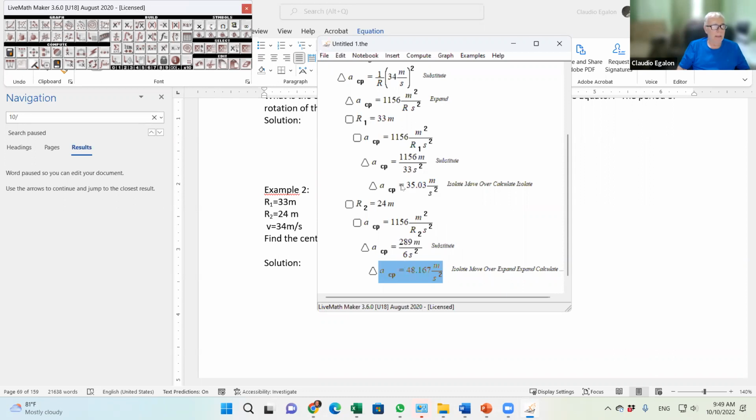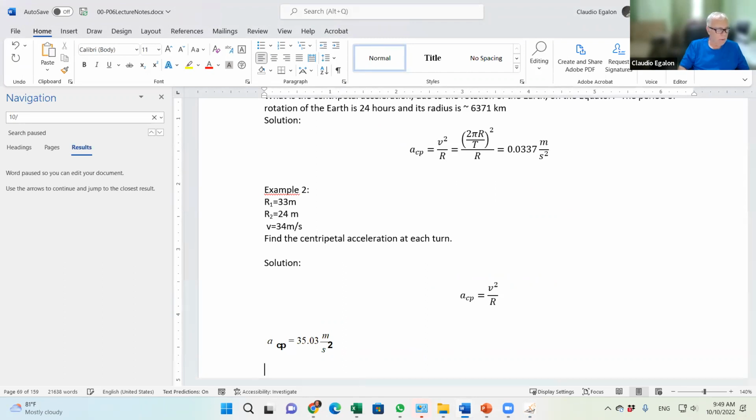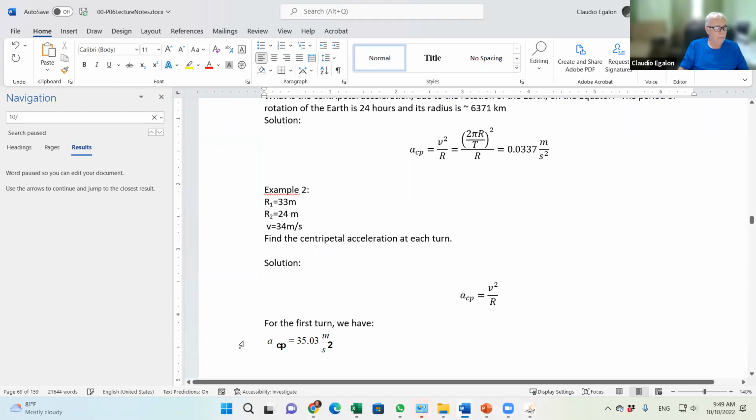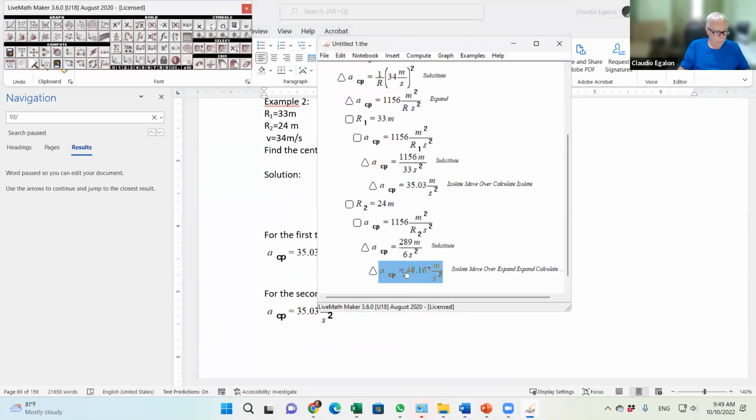I'm going to copy and paste it. First one for R1, for the first turn, we have... for the second turn, we have... here you go, one here.